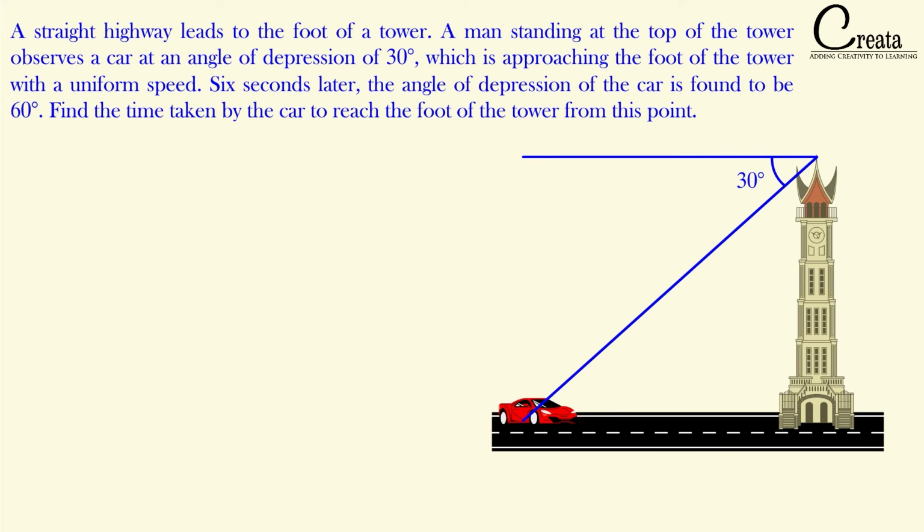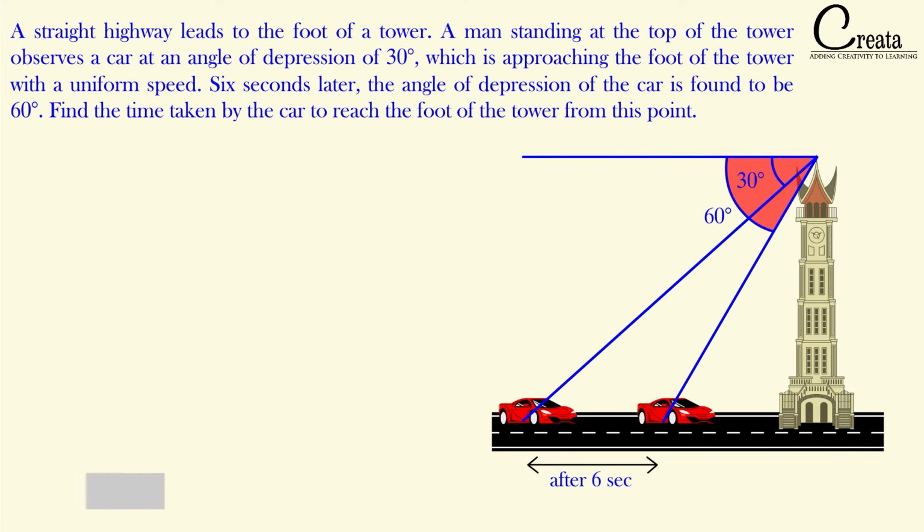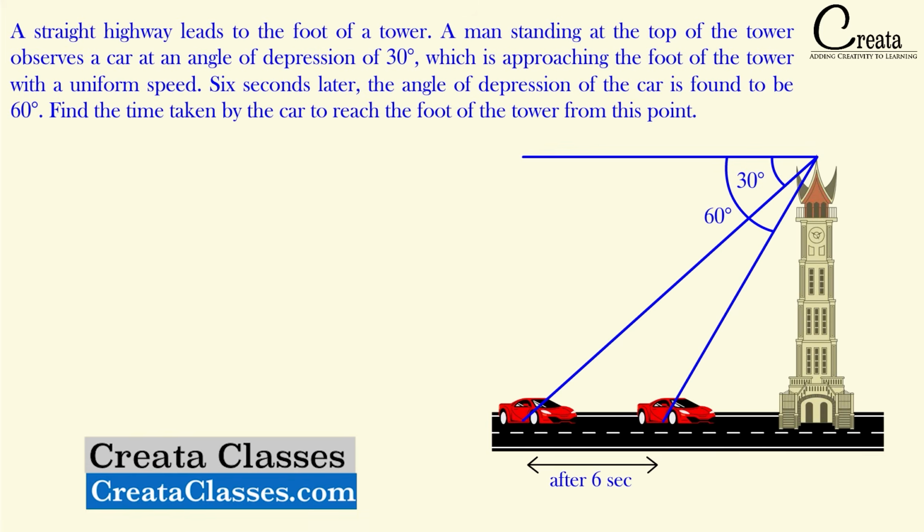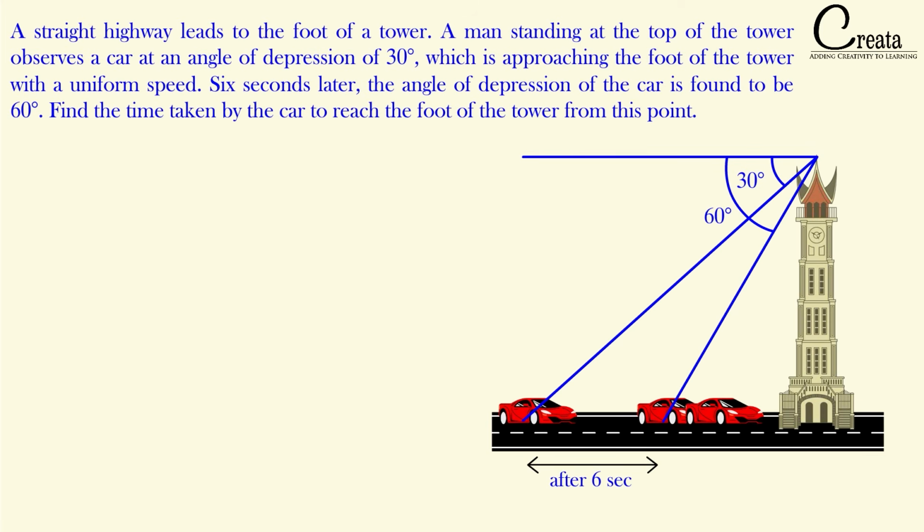Further, after a 6-second gap, the car has moved toward the tower. Now the angle of depression has been changed to 60 degree. Initially the angle of depression is 30 degree. After 6 seconds, the car has traveled some distance. Now the angle of depression has been changed to 60 degree. And in this question, we have to find the time taken by the car to reach the foot of the tower. So basically we have to calculate the time this car will take from this point to this point. Let's take the various points as A, B, C, D and E. Here we have to calculate the time at the end of the question.